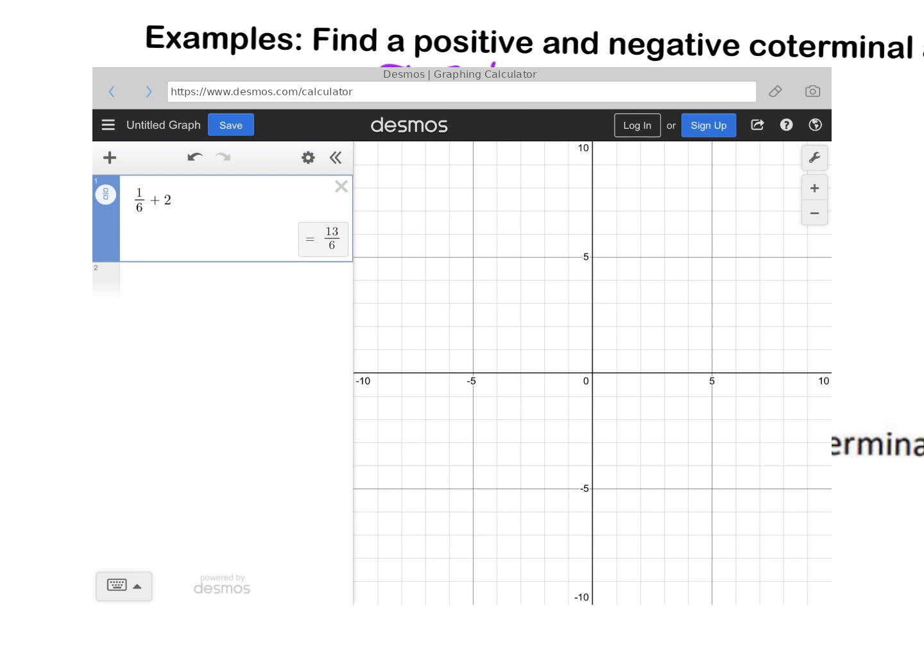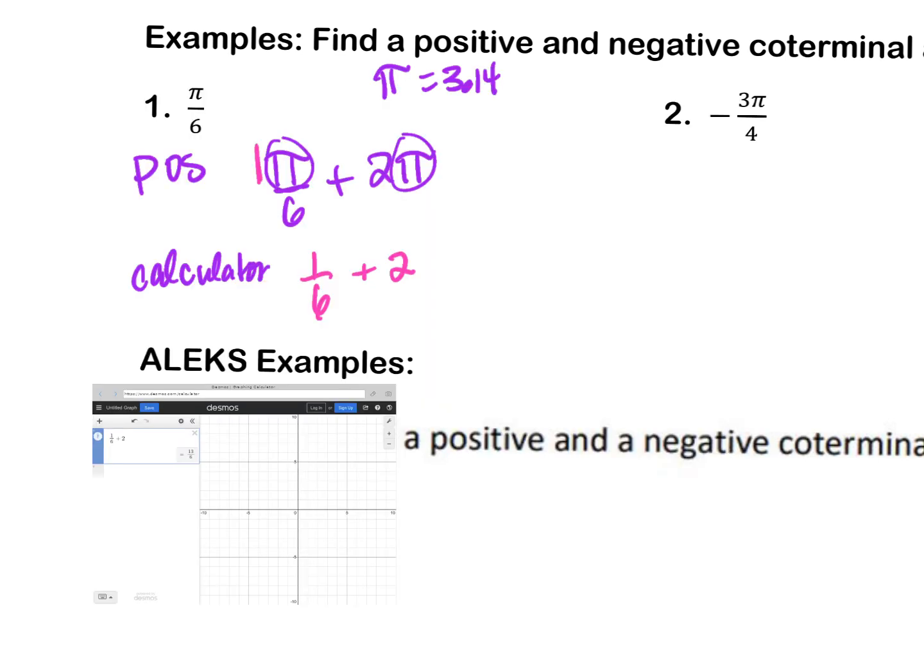So we're going to go ahead and put that on our paper. So over here we're going to put 13 over 6. But really, we got to put the pi back in there. So it's 13 pi over 6, because we got to leave it in terms of pi. Now we're going to find the negative angle.